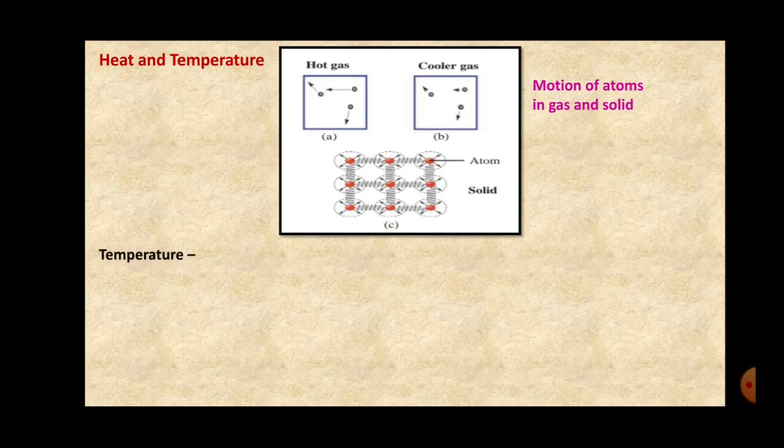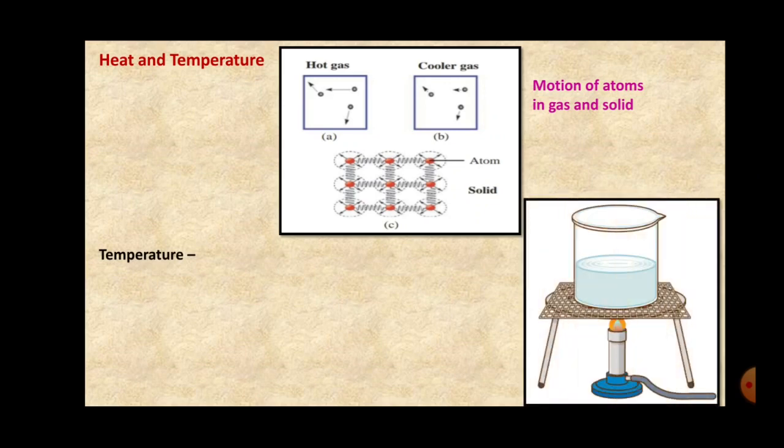Then next, we will study about the temperature. Now we'll just see one experiment. We have to take two vessels, two beakers in which we have to fill water. In the first beaker, we have to take half the amount of water, and in the B, we have to take double the amount of water.